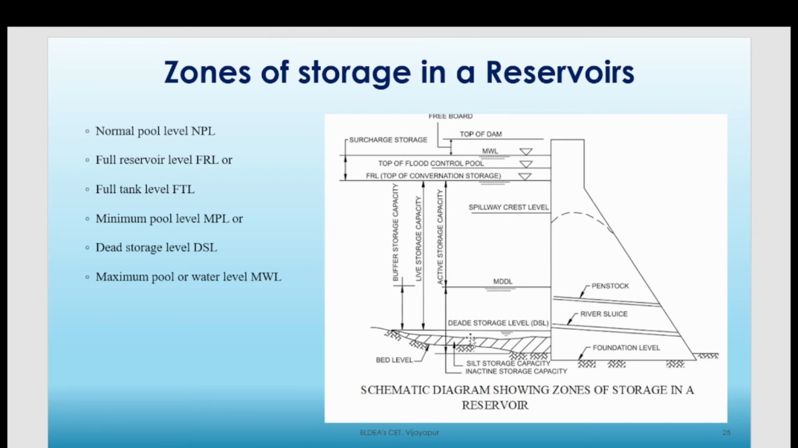After understanding the zones of storage, let us understand how to determine the reservoir capacity. Before we determine the reservoir capacity, there are some definitions that we need to understand. What is reservoir yield? Yield is basically the amount of water which can be supplied from a reservoir in a specified interval of time. How much water can be supplied to the users is called reservoir yield.